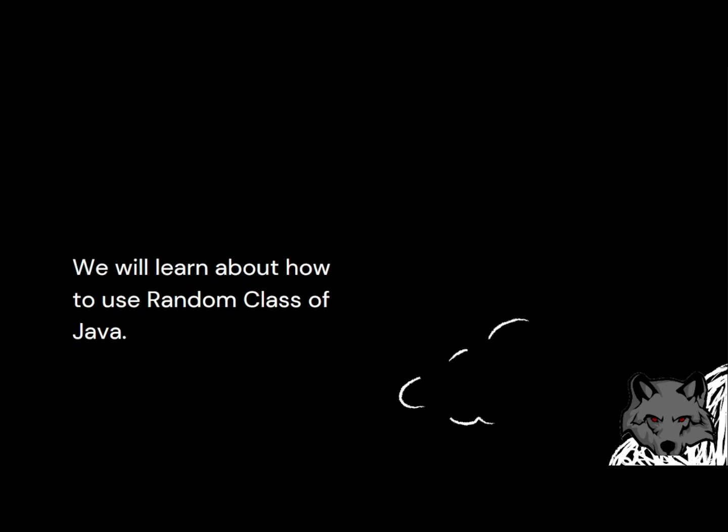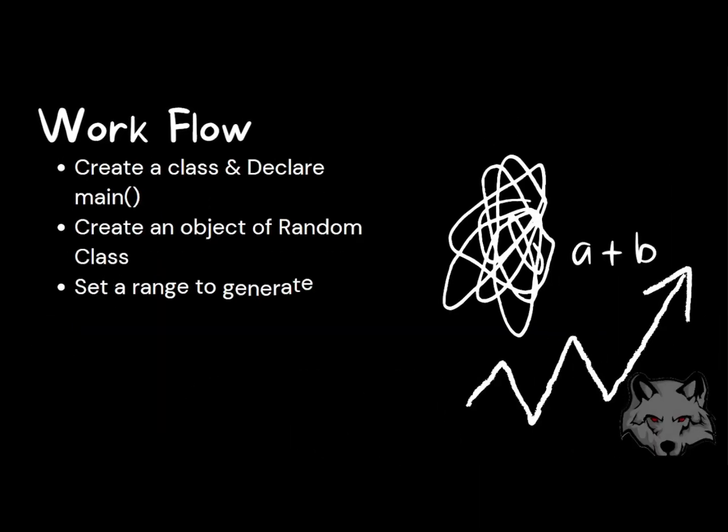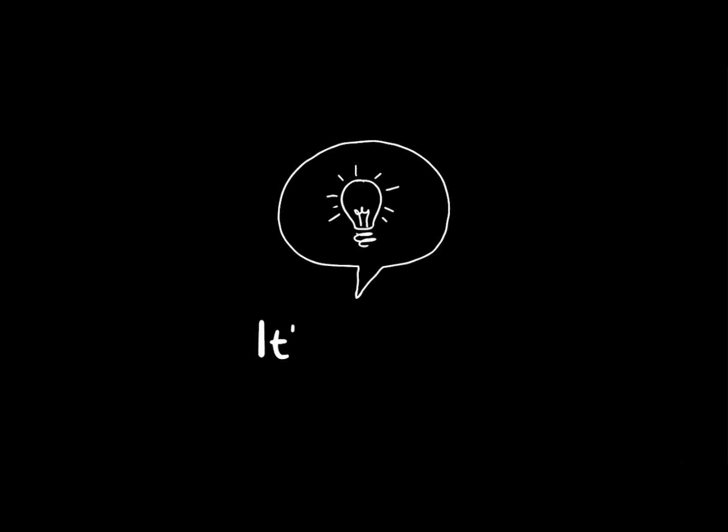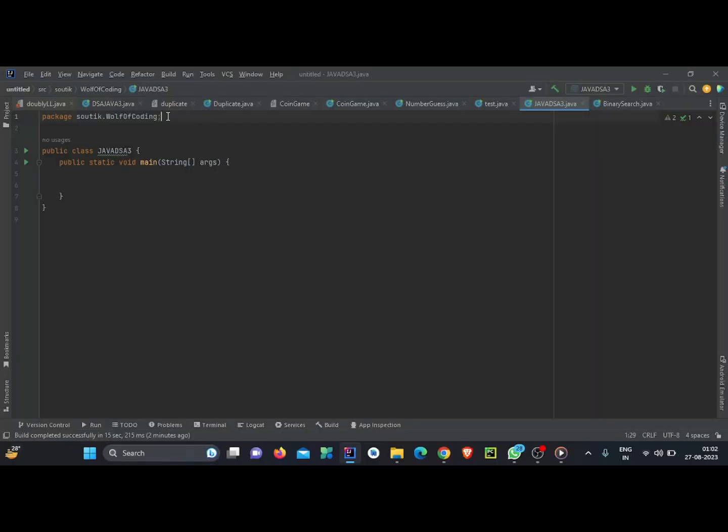The workflow of this program is quite simple. You just have to create a class, declare the main method, and inside that create an object of the Random class, set a range to generate a random number, and inside a while loop take input from the user and check whether the user gets it right or not. That's all. So it's time to implement the program. Let's just jump into our compiler.